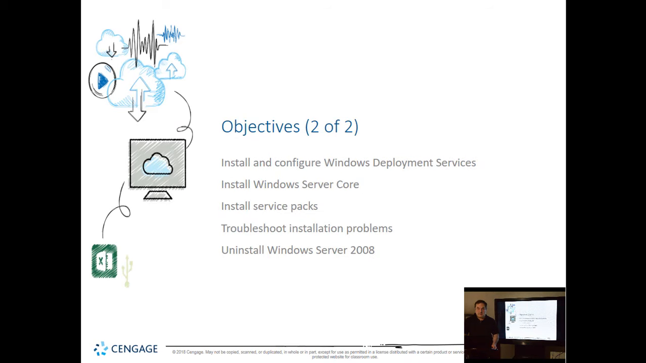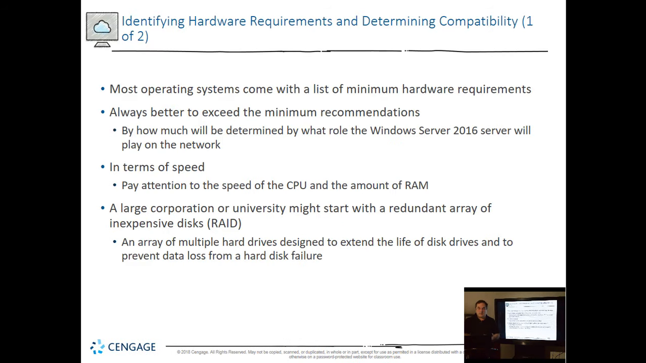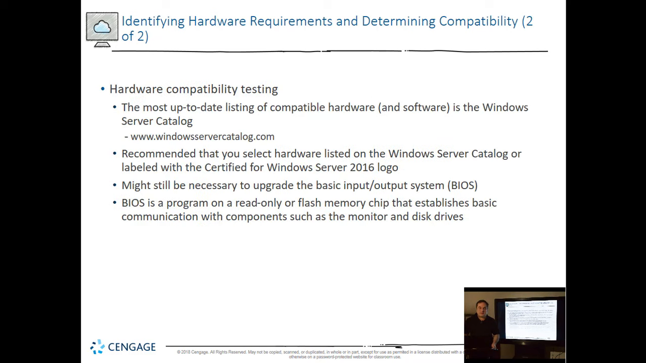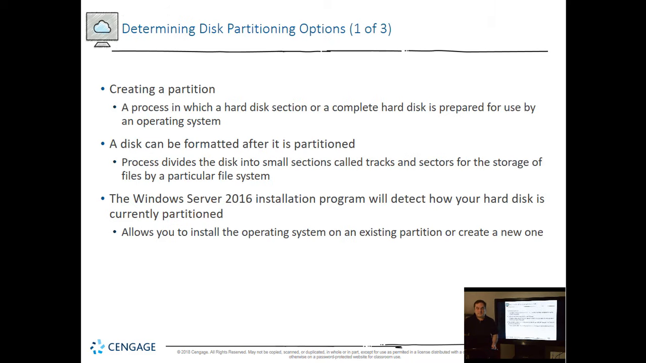All right, now we're going to talk about some Windows deployment services, things like that. Most operating systems come with a list of minimum hardware requirements, and it's important to go through those to make sure that you have the minimum amount of RAM, minimum processor, and hard drive space. Then there's the recommended amount of requirements. If you do the minimum, it's going to run, but it's going to run very slowly. If you do the recommended, then it's going to run the way Microsoft intended it to be.